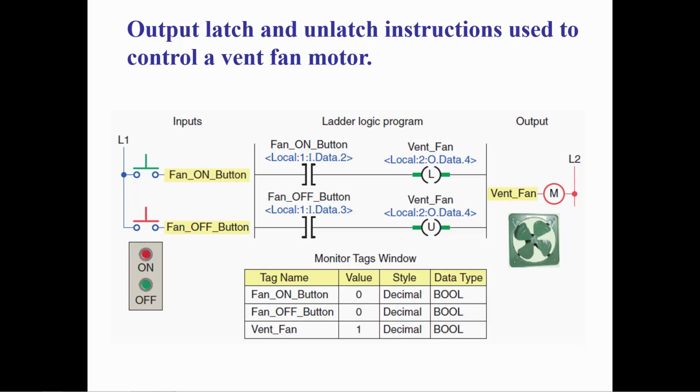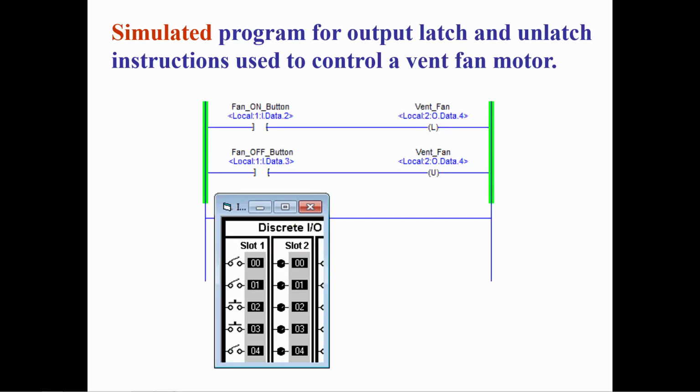Pressing the fan off button will make the unlatch instruction true and reset the output bit that controls the vent fan to a 0, turning off the fan. The fan will remain off when the button is released. Pressing the on button will latch the output on, and pressing the off button will unlatch the output and turn it off.